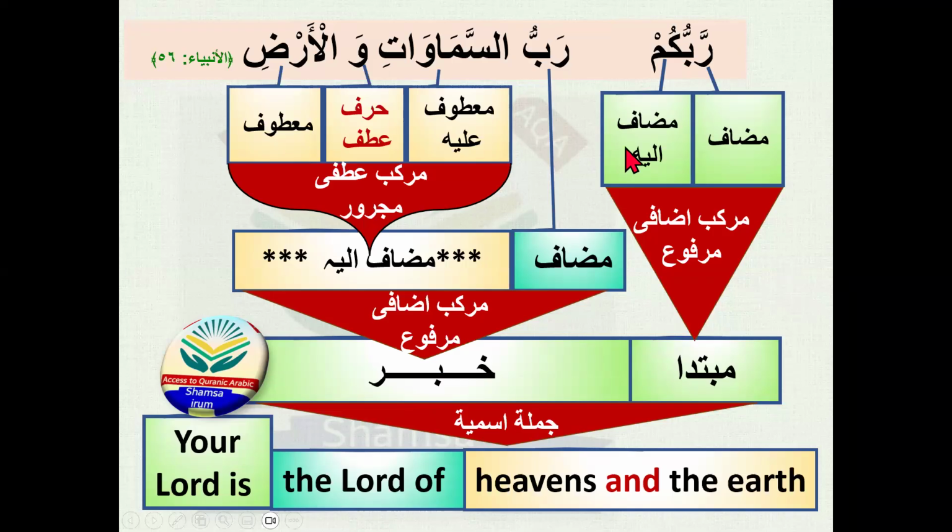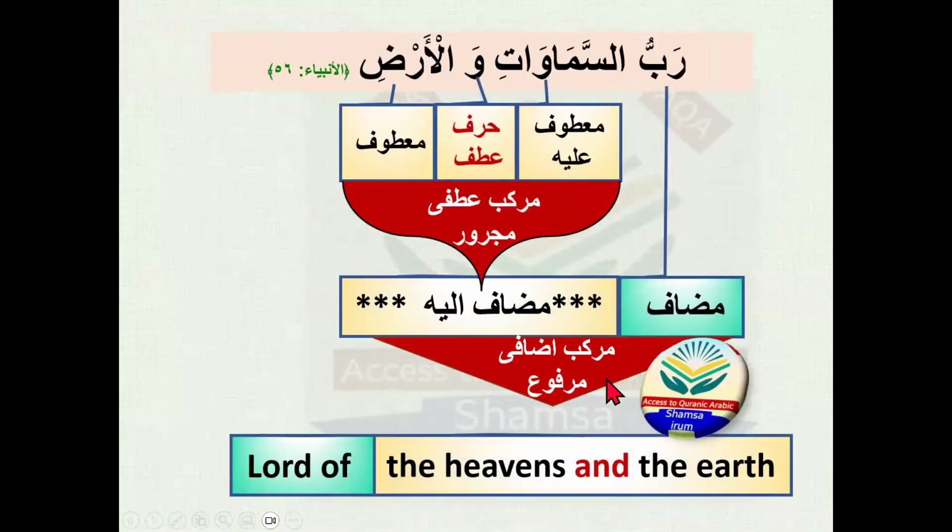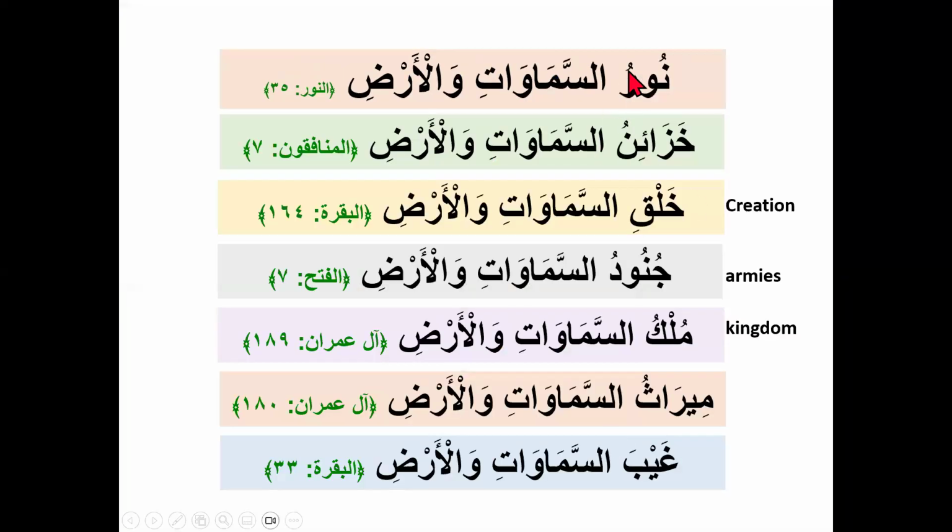So I will move this again, Rabbus Samawati wal ard. This part I will move here again. Why do I move this part? Because according to this part, there are a lot of ayah you will see in Quran Majid. I make only this part of the ayah and bring it in this slide because I want to explain that there are a lot of ayahs you will see. I chose just a few ayah from Quran Majid, but you can see some other ayat as well.